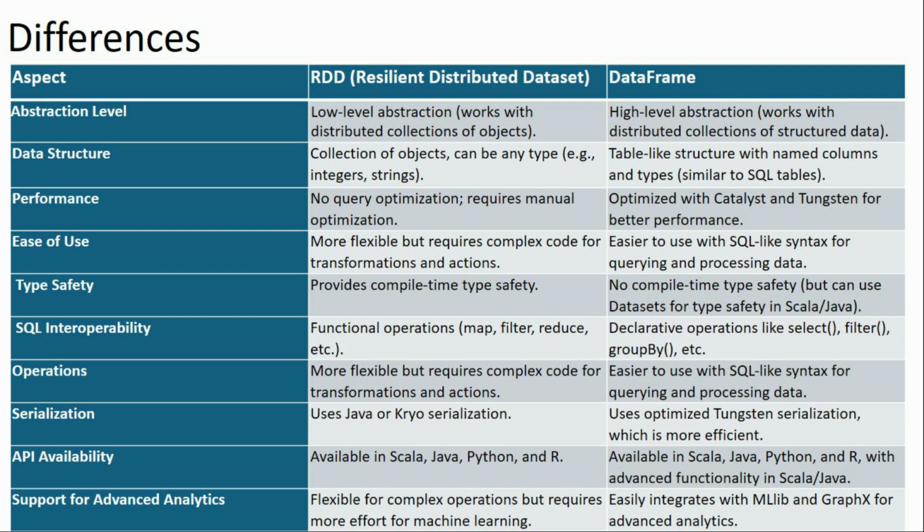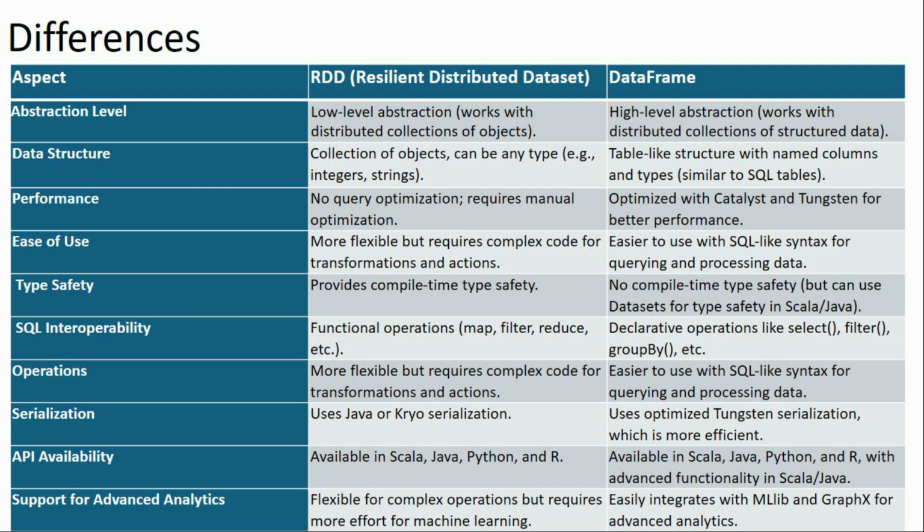Let's talk about type safety. RDDs are strongly typed, meaning you can enforce the type of the data you're working with, like integer, string, etc., at compile time. This ensures that you catch type-related errors during development, offering type safety.